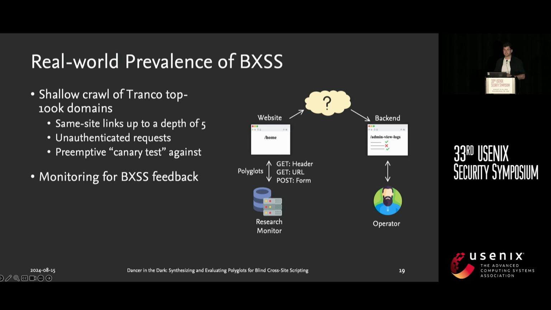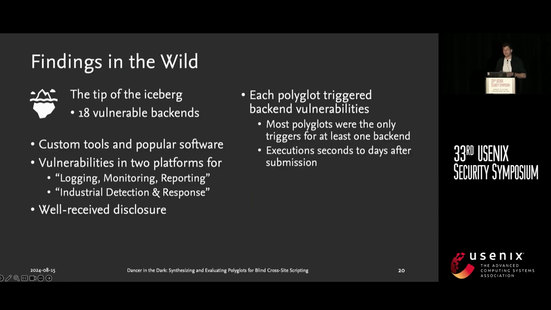So for GET requests in headers and parts of the URL, and POST requests to forms which have been previously tested. So if a backend is then vulnerable to blind cross-site scripting, we receive feedback. Great. So this is what we did for about 20 days, and we ended up with 18 vulnerable backends with this very trivial crawl. So these backends were triggered by simple HTTP requests that contain polyglots, right? It's a bit crazy. So we have seen custom tools, but also popular software, and among them 2 major platforms for logging, monitoring, reporting, and industrial detection and response.